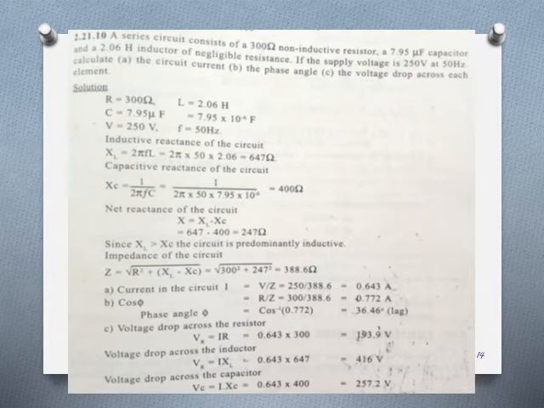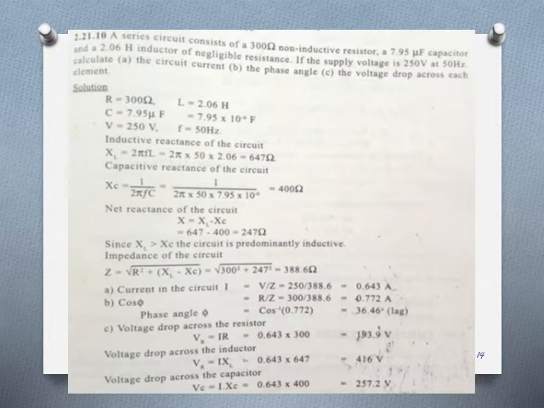So first you should find out the inductive reactance and capacitive reactance. Then you have to check whichever has the higher magnitude. Then only you can come to a decision whether the circuit is inductive or capacitive in nature. So first calculate the inductive reactance XL. XL is equal to L omega or 2 pi f L. So 2 into pi into 50 into L, which is given as 2.06. So we get it as 647 ohm.